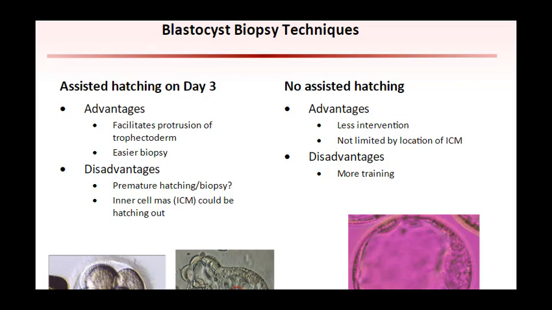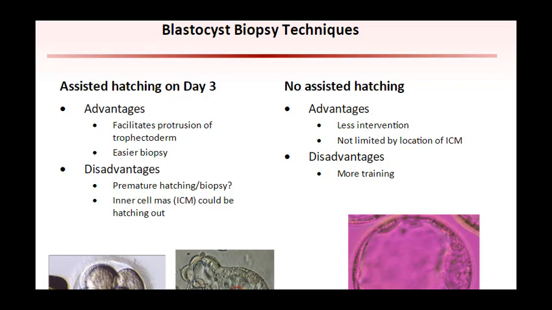Assisted hatching is the purposeful breaching of the Zona pellucida, either by mechanical or acidic means, creating a hole within the Zona pellucida that allows for an easier biopsy, as the trophectoderm to be removed typically will be herniating from the zona. However, assisted hatching on day 3 may cause premature hatching, which may affect embryo development and possibly lead to biopsy of non-expanded embryos.